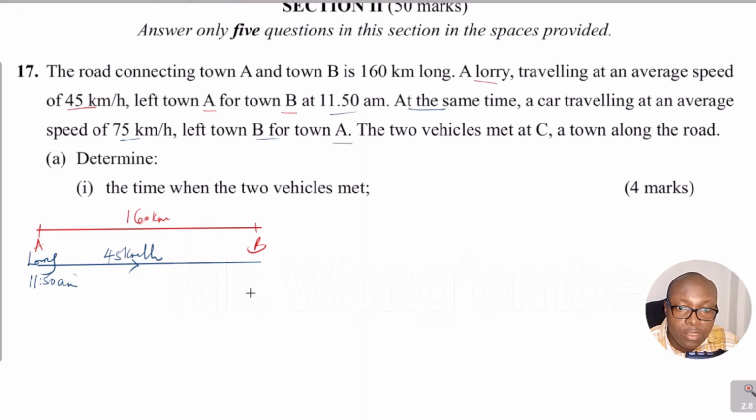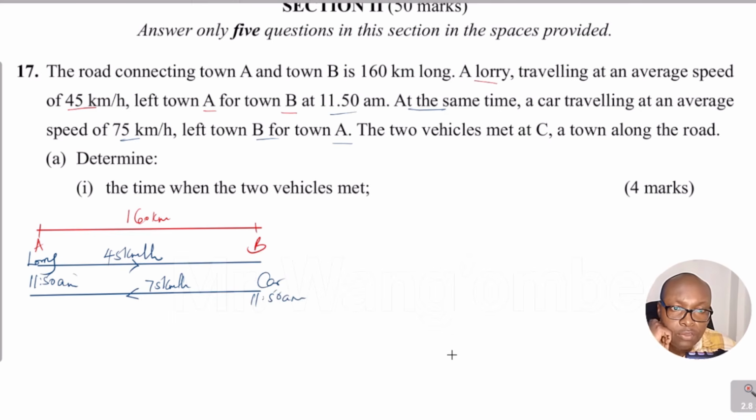So the car is moving in the opposite direction. So I'll indicate that direction at the speed of 75 kilometers per hour. So this is the car, and it left at the same time, 11:50 a.m. Now with that information, the two vehicles met at C. C is a town, let's say somewhere there, just an approximation. They met here, a town along A and B. So determine the time when the two vehicles met.